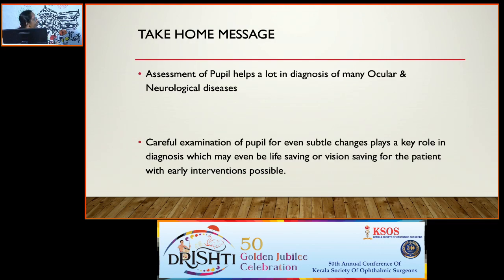So the take-home messages are: assessment of pupil helps a lot in the diagnosis of many ocular and neurological diseases. A careful examination of pupil for even subtle changes plays a key role in diagnosis, which even may be life-saving or vision-saving for your patient with early interventions possible.